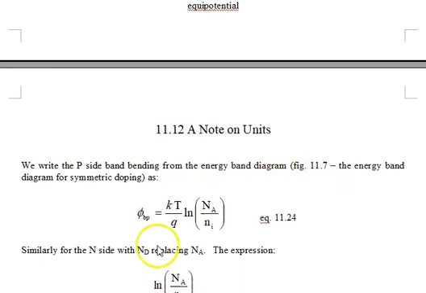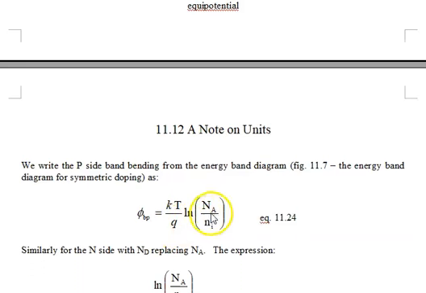the energy bending is equal to kT over q multiplied by the log of the doping divided by n sub i. This particular one is for an acceptor. That's why it's N_A, and that's why this is V_p and not V_bi. So let's just look at the units.